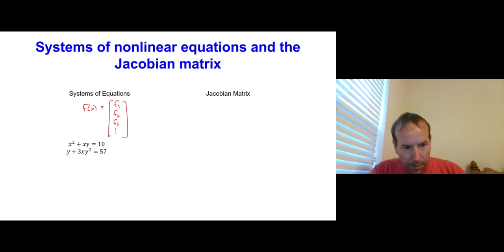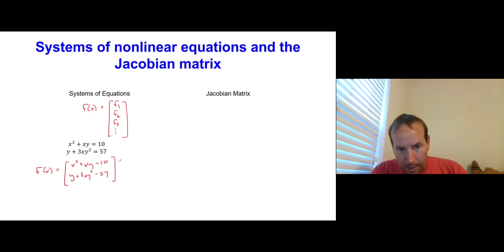So for this example, the F matrix equals x squared plus xy minus 10 and y plus 3xy squared minus 57. Okay, so that's f1, that was f2.